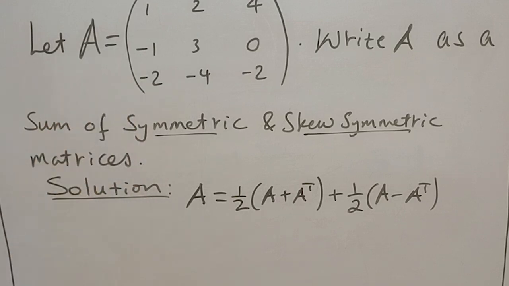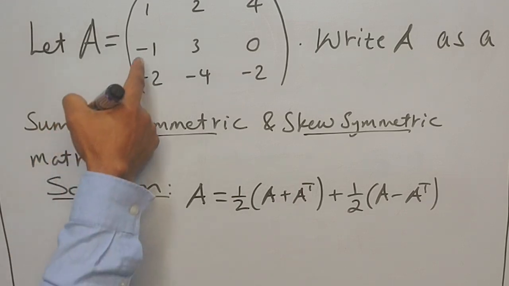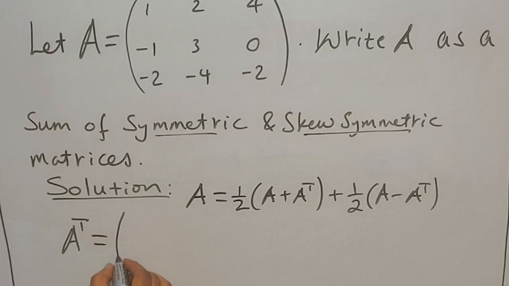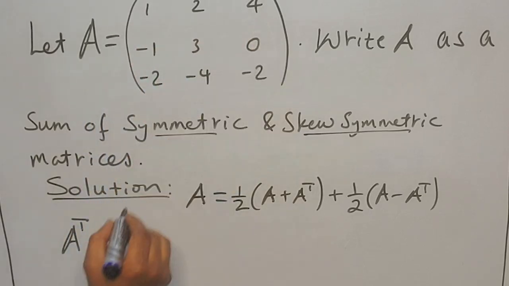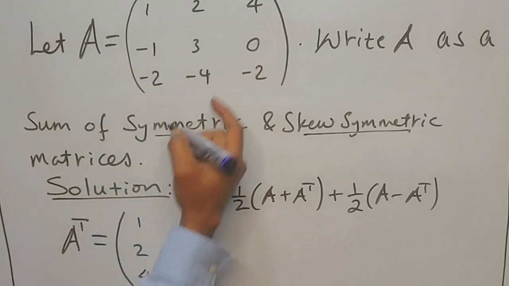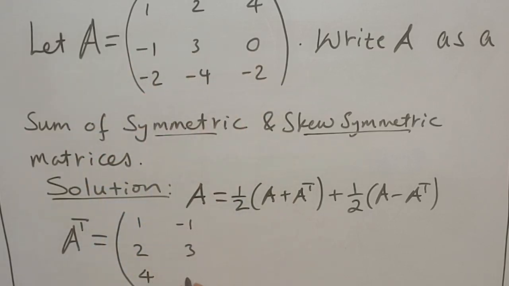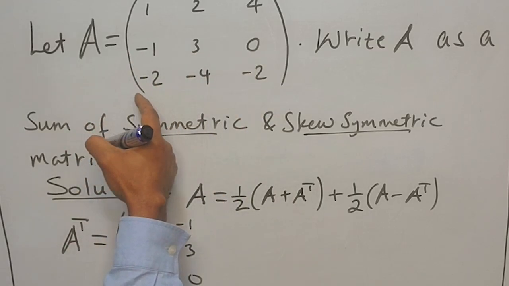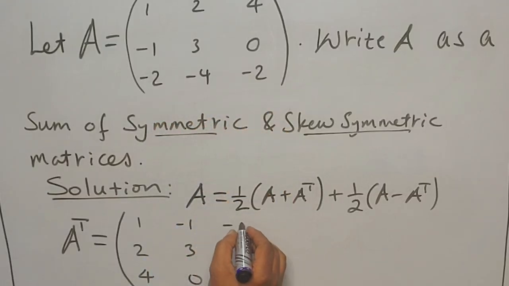Therefore, we need to find A plus A transpose and A minus A transpose to get the answer. First, the transpose of this matrix: 1, 2, 4. Minus 1, 3, 0. Row to column: minus 2, minus 4, minus 2. This is A transpose.